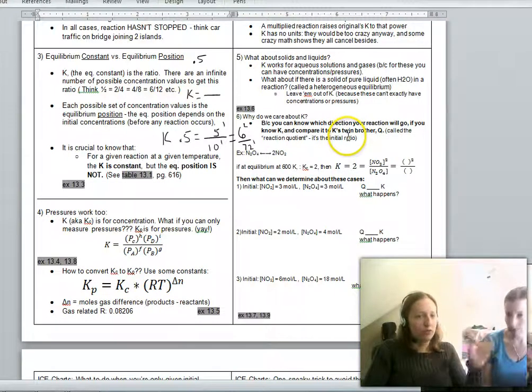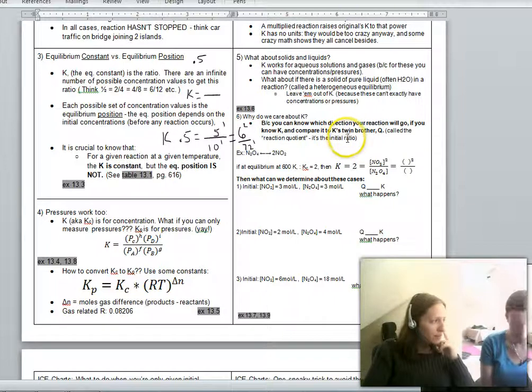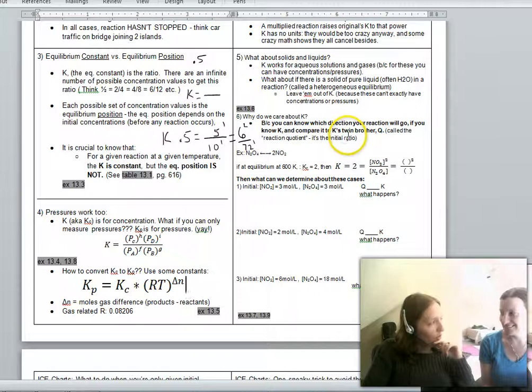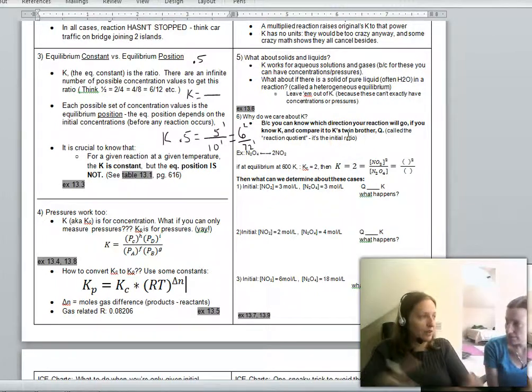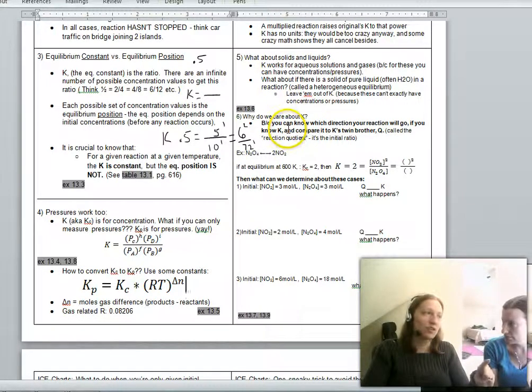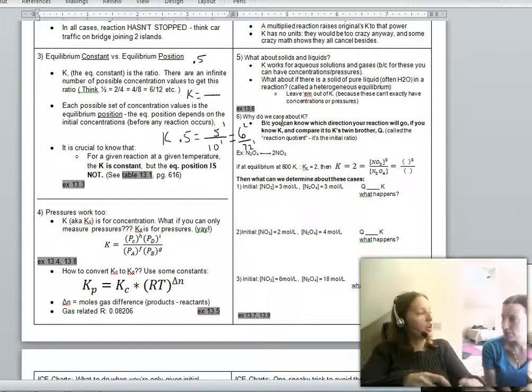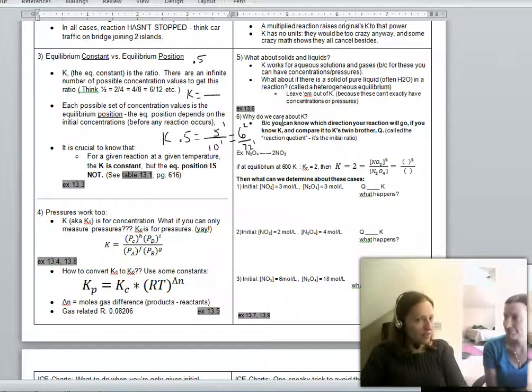Now that we've gotten through all of this and how to do it, why do we care about K? Why do we care about equilibrium? We can do all this math for it, but the reason that we care is because if you know K and then you do a little bit more, you can figure out, well, if I put this in here, will it make products or not?